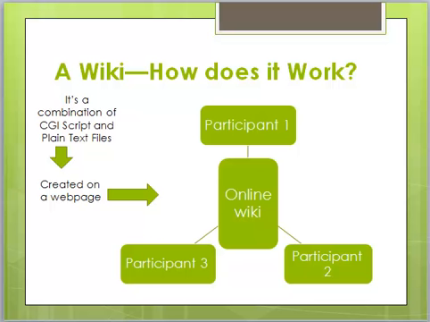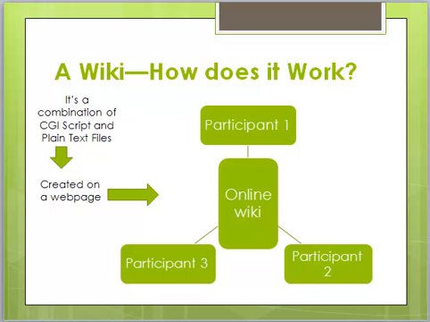Well, you may wonder how a wiki works. First of all, it's a combination of CGI script and plain text files created on a web page. Let me explain what these are. CGI script is short for Common Gateway Interface, which is a standard method for web server software that is used to delegate the generation of web content to executable files. Such files are known as simply CGIs. They are usually written in a scripting language. Plain text files are human-readable files of data.